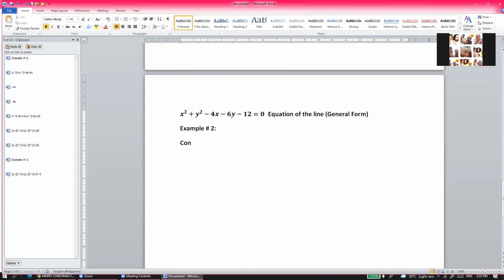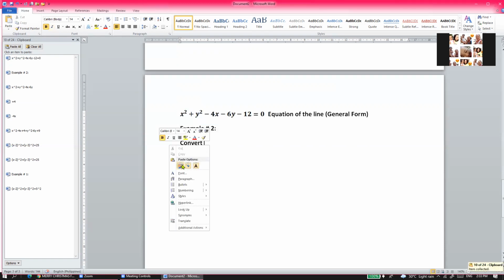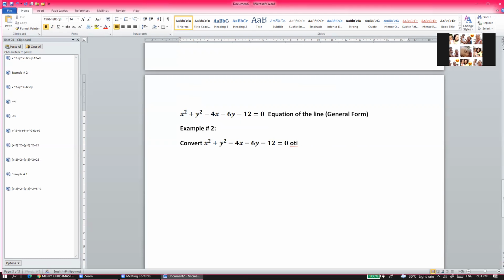Okay, convert this one. Ito pa rin, no? Yan. Convert this equation to its standard form. So, paano ba ang pag-convert into standard form? Again, we have to recall this. Completing the squares from your algebra. Kailangan makarecall niyo yung mga yan, ano? So, eto ngayon yung solution natin.